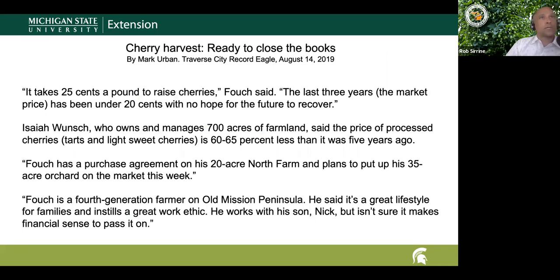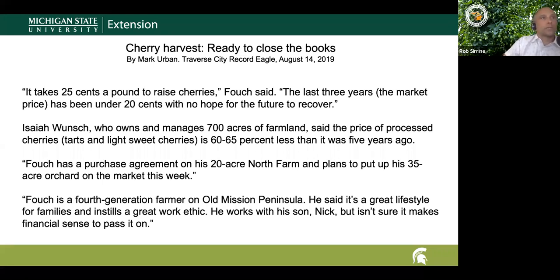So this one hit home to me. I was looking for a picture of cherries to put in this talk, and I came upon this article from 2019. This was a farmer that I grew up working for on Old Mission Peninsula here in Grand Traverse County. Basically, the cost of production is more than they're receiving. It's 60 to 65% less than it was 5 years ago. That's the price. And there's a lot of different reasons for this.